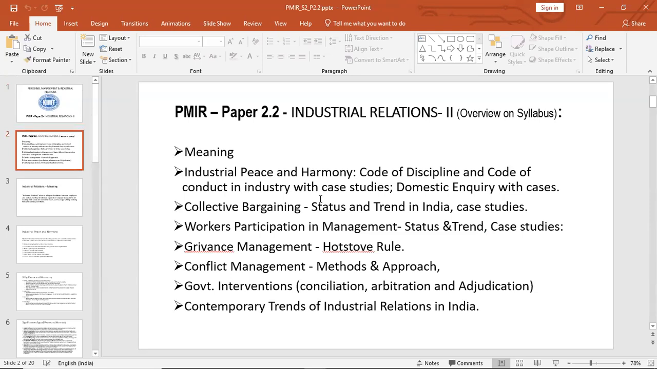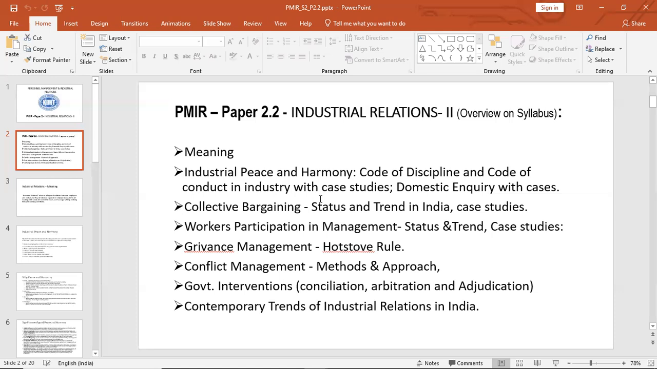We started with industrial peace and harmony, code of discipline, code of conduct, and domestic inquiry. These important things we started. Then we jumped over to collective bargaining. In collective bargaining, we have seen what the process is, what the characteristics are, how it happens, and what its trend is.